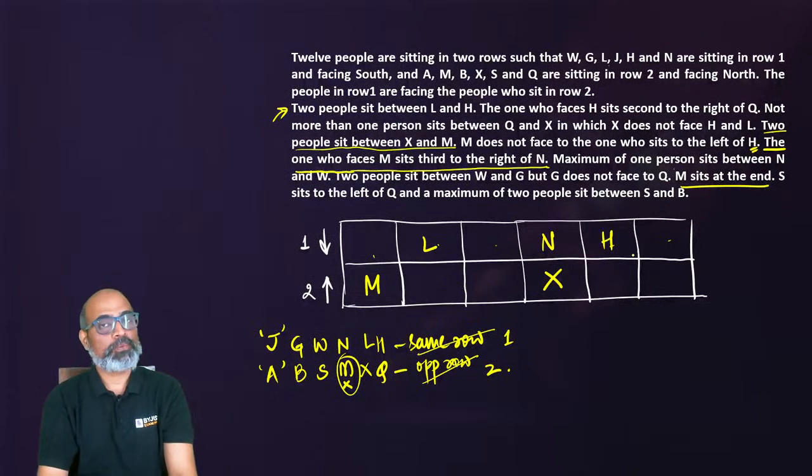Then H is going to take this. The one who faces H sits second to the right of Q. So whoever faces H sits second to the right of Q. So Q goes here. Okay. So we'll continue with this. We'll see if it's possible or not. Not more than one person sits between Q and X. Yes, it makes sense. In which X does not face H and L. Yes, it makes sense.